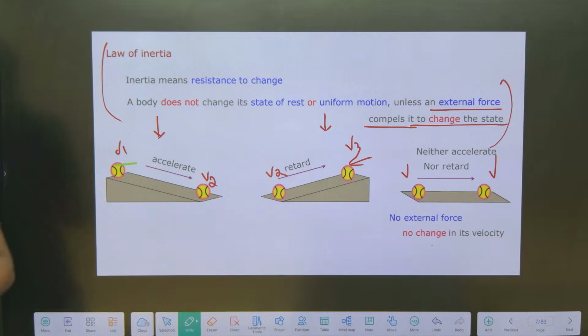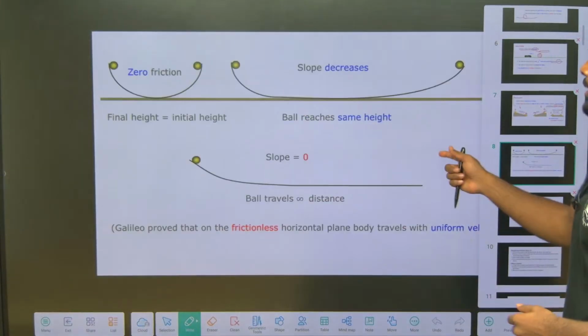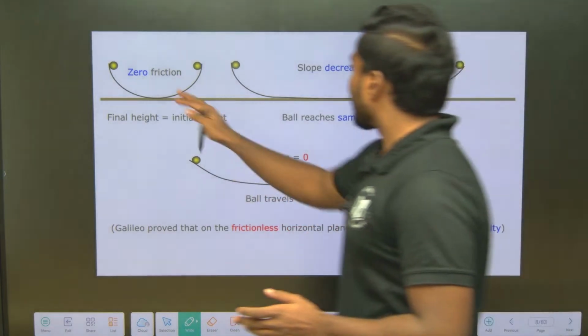Done? Okay. So now here is the example. Okay. So here zero friction is there.